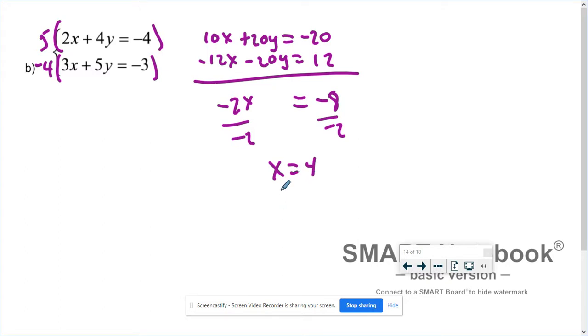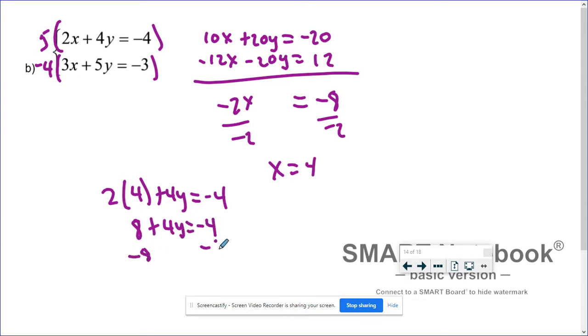Pick one of the original equations. I'm going to take the first one. So 2x, x is now 4, plus 4y is equal to -4. 8 plus 4y is equal to -4. Subtract 8, and you get 4y is equal to -12, and you get y is equal to -3. All right, so your ordered pair solution is 4, -3.